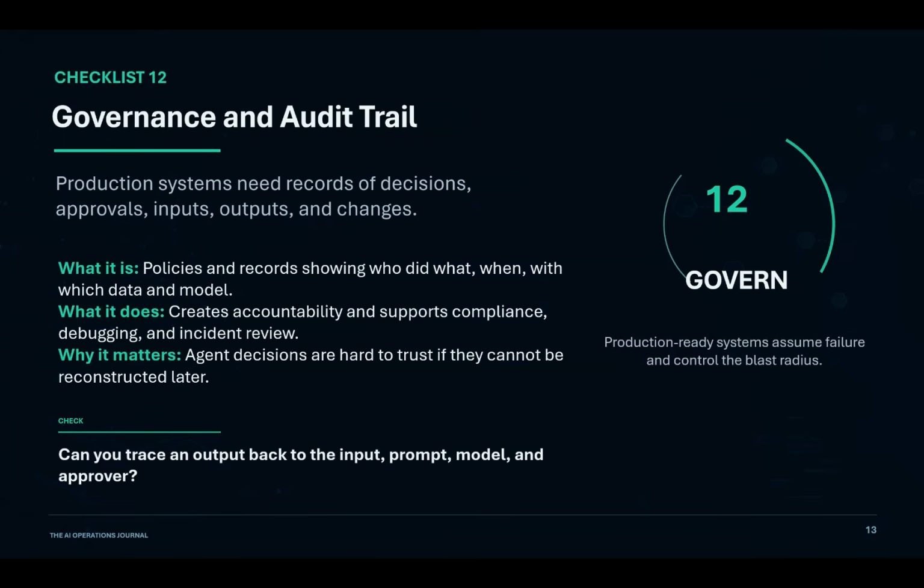Number 12 in our checklist, governance and audit trail. Very important to have a governance system in your agentic system, because you need records of decisions, approvals, inputs, outputs, and changes. So essentially, governance is a bunch of policies that show who did what, which data and model, what should happen if something happens, who's responsible, to whom this should be escalated. There's a bunch of operating procedures that you have in place to make sure that if something happens in production, you can recover quickly, right?